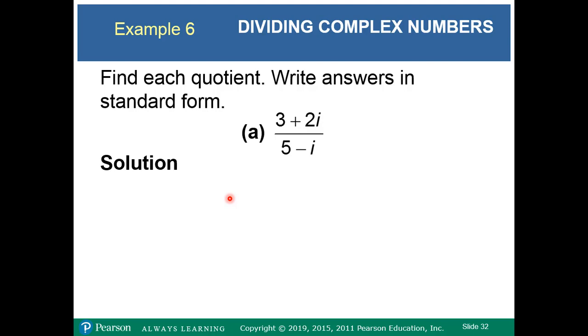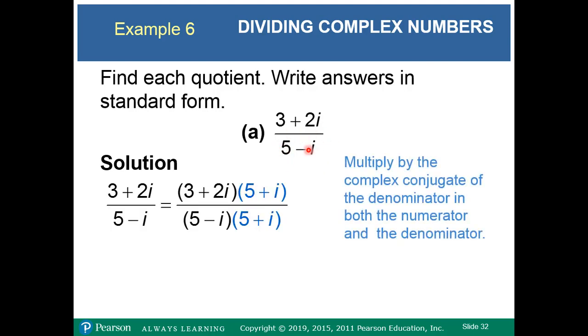Now, let's find the quotient for this one. So how are we going to find the quotient? How do we find the solution here? This is where we're going to use the conjugate, to solve this, because we want to get the i out of the denominator. So the first thing we're going to do is multiply the top and the bottom by the conjugate of the bottom.